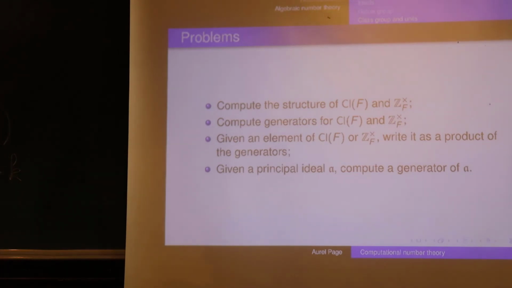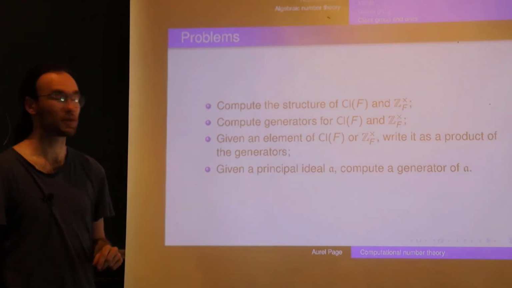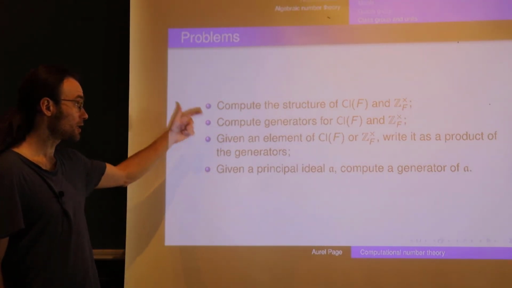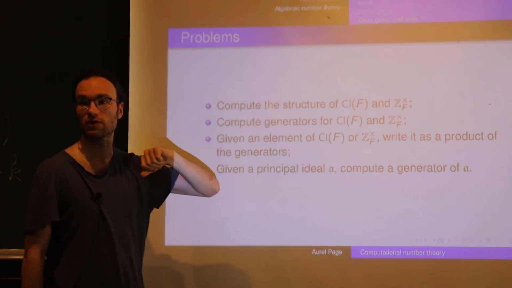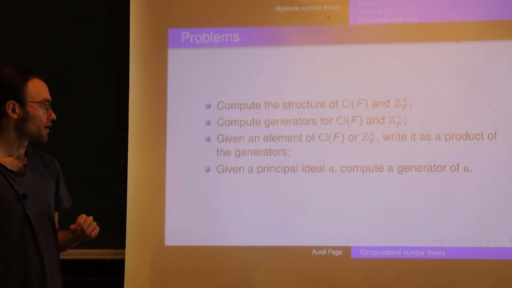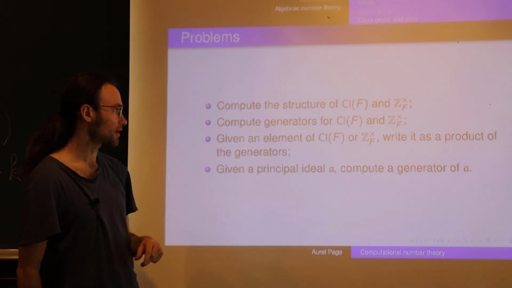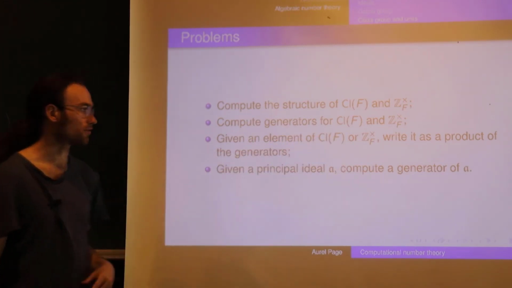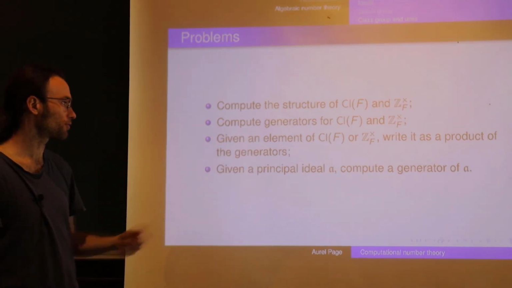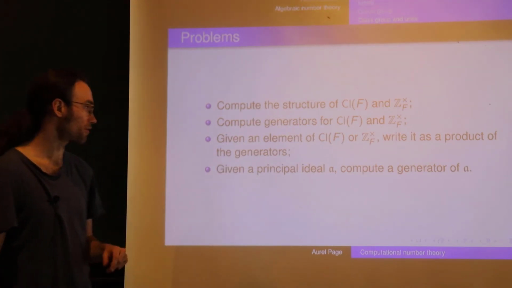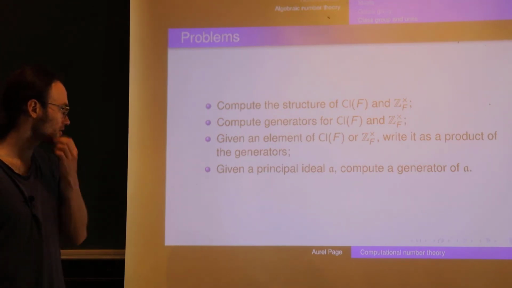So here are the specific problems we want to solve. We want to compute the structure of these as abelian groups. More precisely, we would like to know generators of these groups according to the structure that we computed. Given an element of the class group, so given by an ideal representing the class, or a unit as an element of the field, we want to be able to write it as a product of the generators. That's what we would call a discrete logarithm problem. Again, in a slightly generalized sense here.